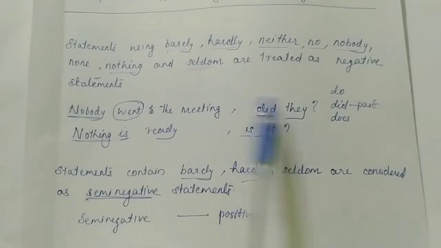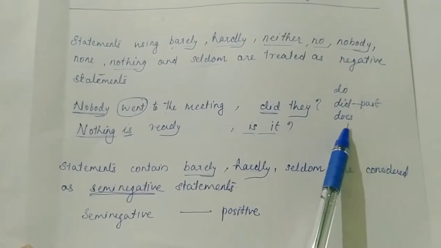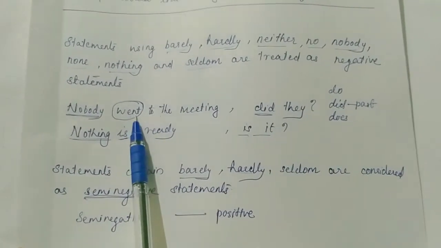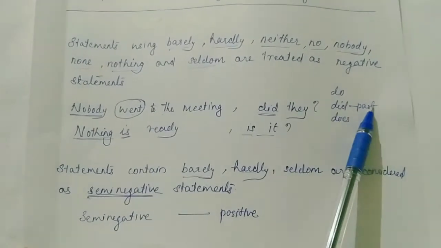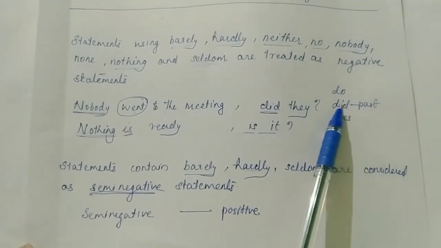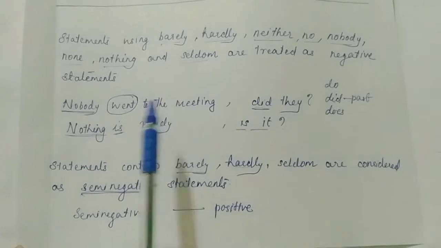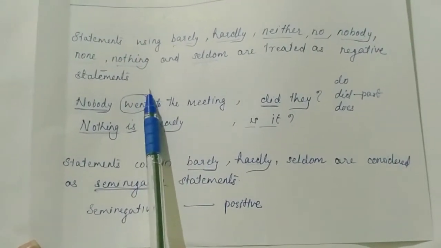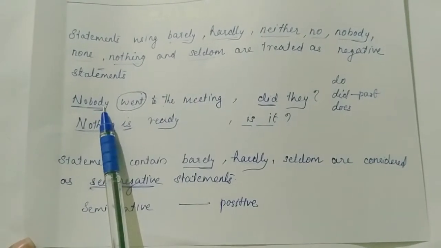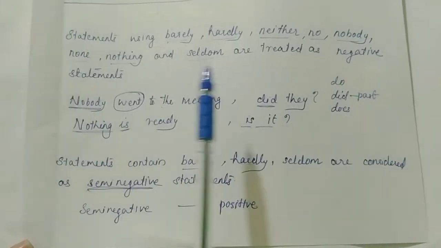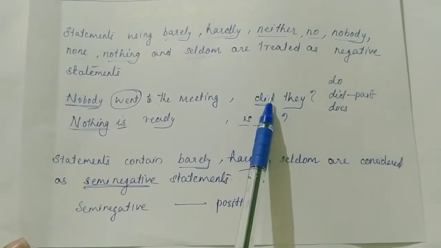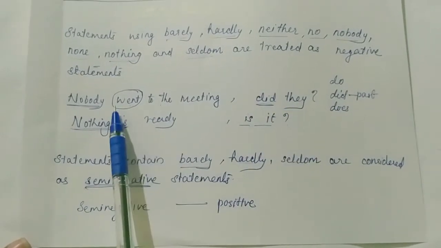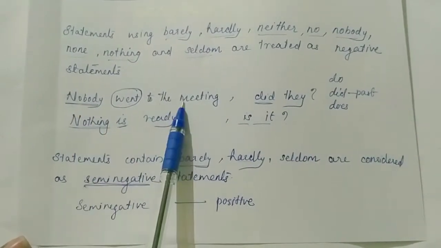For no auxiliary form, do, did, does we should take. Here, went is the past form. Past form means what should we take? Did. So instead of went we take did here. And this is a negative form, so a positive question tag should be there: did they? Clear, students? This is a negative form.